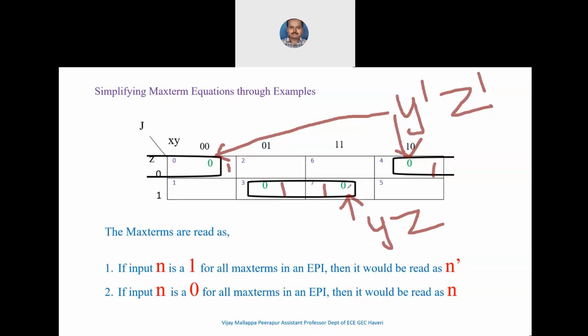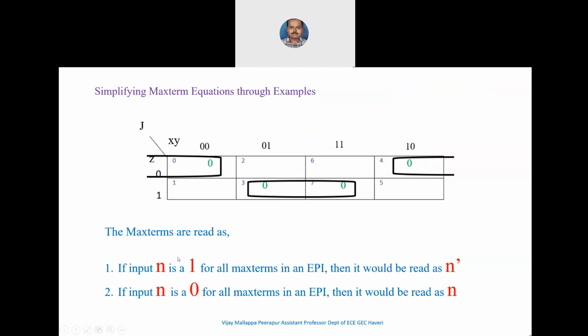But for max terms, how do you read it? If input n is a 1 for all max terms in an essential prime implicant, then it would be read as n bar. In the sense, 0, 0, 1, 0, right? Now, which is the common term? 0, right? If you see the second point, if the input n is a 0 for all max terms in an essential prime implicant, then it would be read as n. So what do you read now? 0, 0, 1, 0. 0 is nothing but y. Since it is 0 here, you read it as y here.